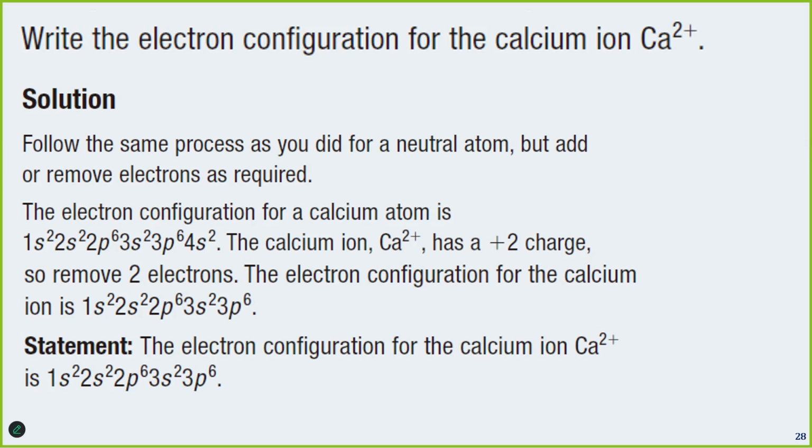So follow the same processes as you did for a neutral atom, but we need to add or remove electrons as required for ions, right? So first of all, the electron configuration for a calcium atom is 1s2, 2s2, 2p6, 3s2, 3p6, 4s2, right? The calcium ion has a +2 charge. That means we need to remove 2 electrons. So the configuration for the calcium ion is 1s2, 2s2, 2p6, 3s2, 3p6. Did you get it?